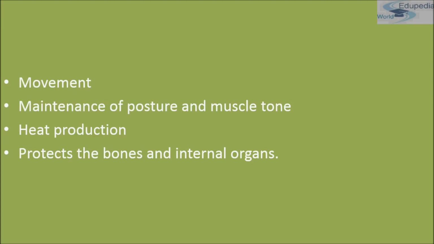Locomotion, movement, maintenance of posture and muscle tone, heat production, protects the bone and internal organs. These are the four functions of muscles or the human muscular system. First, it helps in movement. Second, they maintain an erect posture of the human. Third, they help in heat production. And fourth, they protect the skeletal bones and internal organs like your heart and kidney.